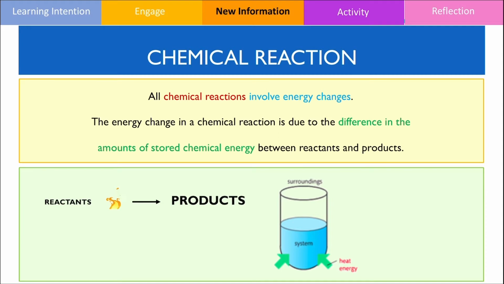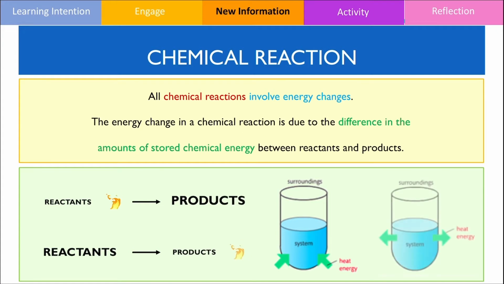In other chemical reactions, the chemical energy stored in the products is less than the stored energy in the reactants. Since energy is conserved, the excess stored energy in the bonds of the reactants is released into the surroundings as heat energy. As a result, we can classify chemical reactions on the basis of the direction of energy transfer.